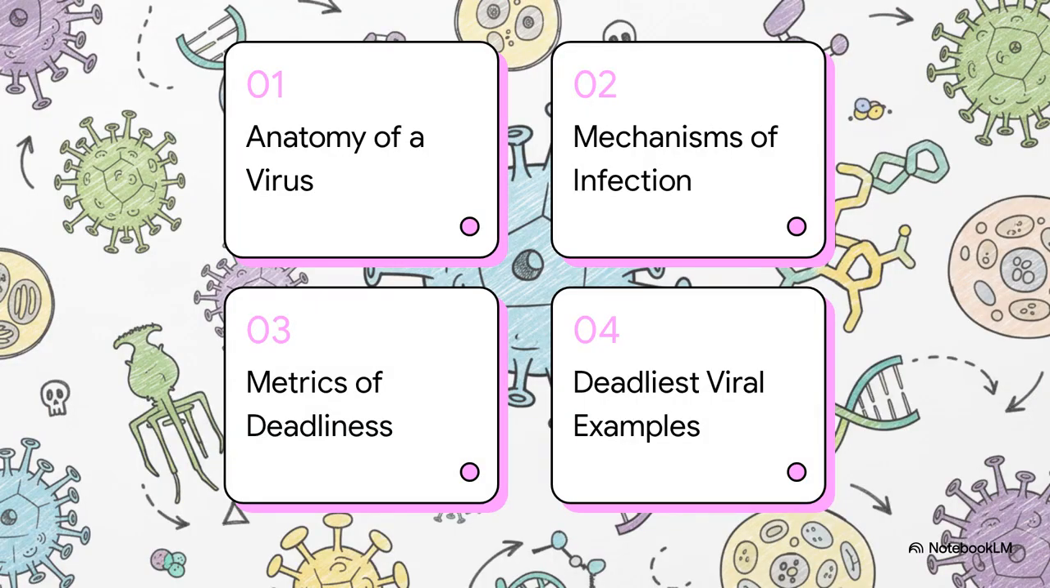So here's our game plan for today. We'll hit Section 1, Anatomy of a Virus, Section 2, Mechanisms of Infection, Section 3, Metrics of Deadliness, and finally Section 4, the deadliest viral examples. Let's get straight into it.